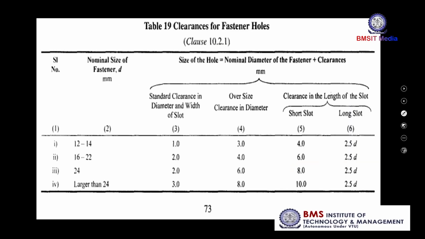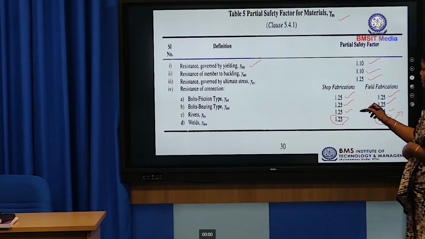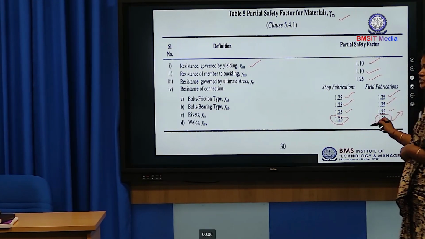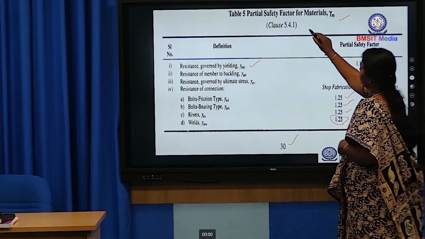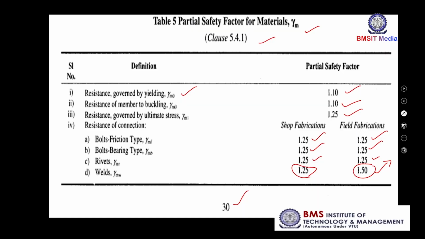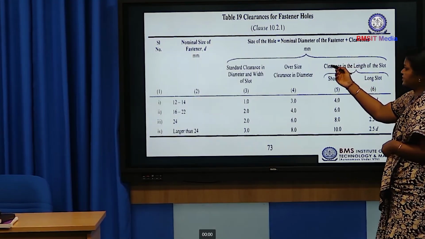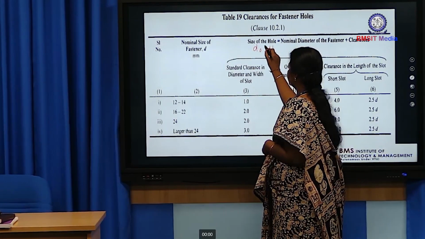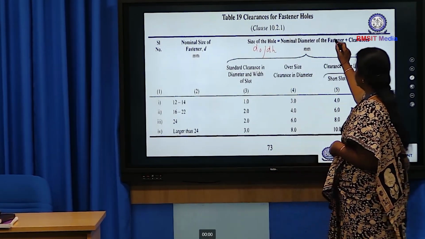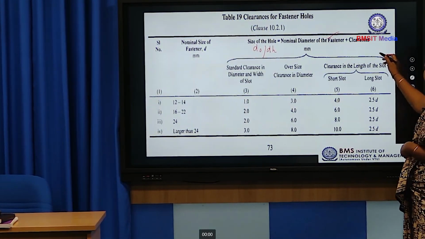Next one, clearance. How will we find out D naught? This table is available in IS 800-2007, page number 30, clause 5.4.1 and table number 5. Next, we can find out the D naught, the size of the hole. This is D naught or D suffix H, the nominal diameter of the fasteners, meaning the bolt only, plus clearance.